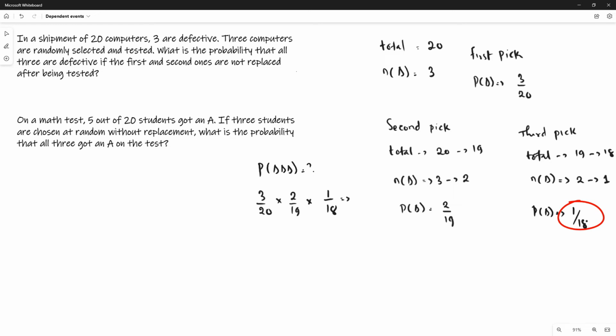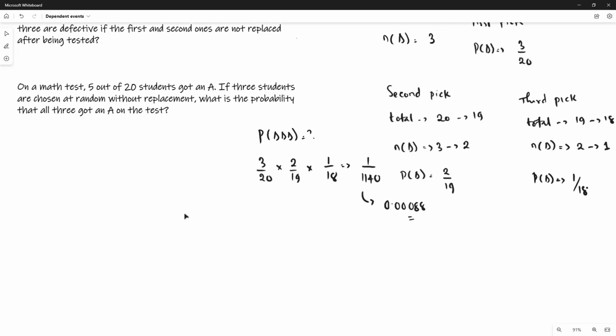When we do the math with our calculator, we have our answer to be equal to 1 divided by 1040, and if we convert this answer to decimal, we have 0.00088. So the probability of picking 3 defective computers is equal to 0.00088. So let's try to solve our second question.